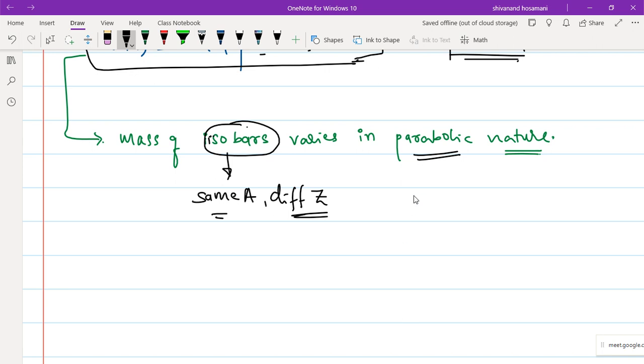Parabolic graph will be like this. Parabola. Right? So which is the vertex here? This part is called a vertex. We define this one as the vertex part.